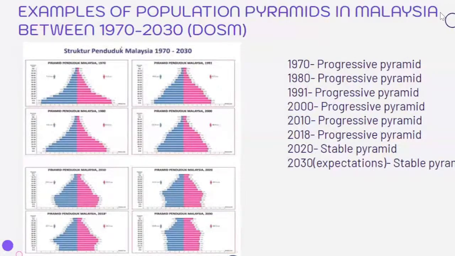In addition, according to the Department of Statistics Malaysia, this is an expectation of the population pyramid in 2030, where Malaysia achieves a stable population pyramid. This is because we need to achieve a stable pyramid so that economic resources in a country can be used optimally to develop the country. I think for the next slide, I will pass to the next presenter. Thank you.